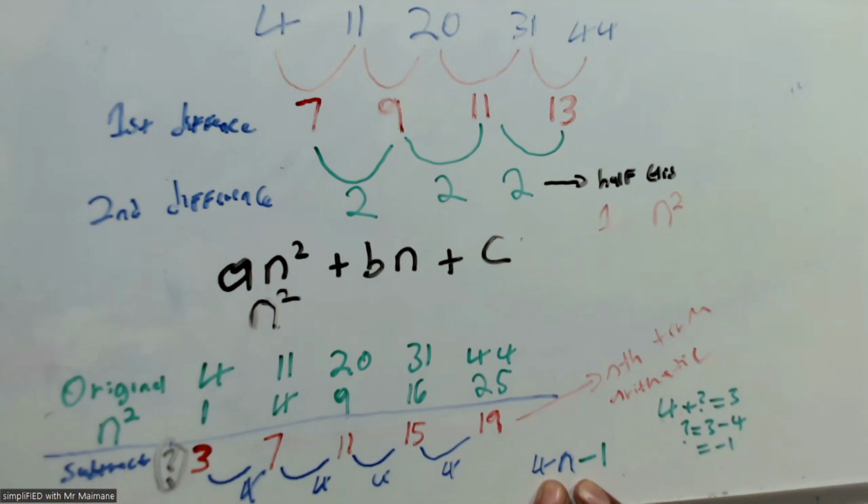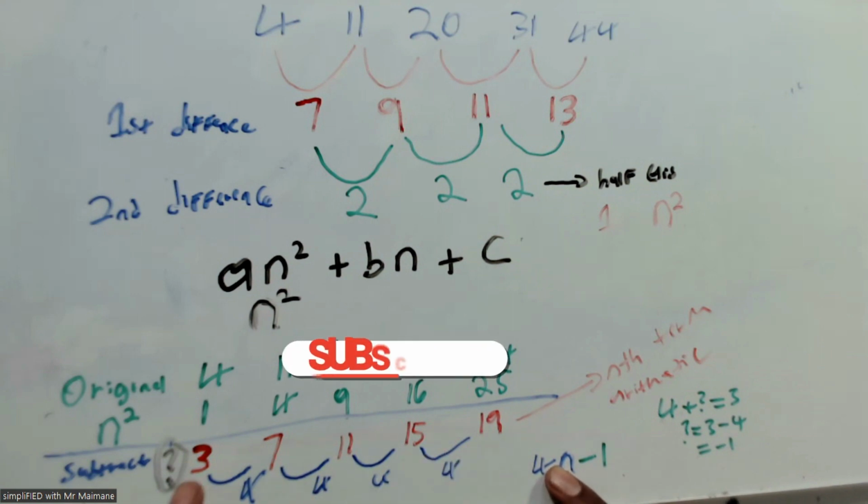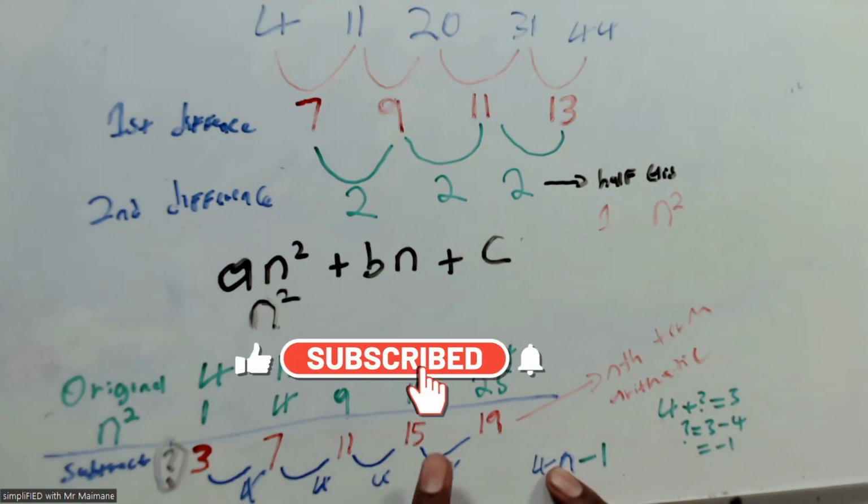But also, just to confirm, you can try if it works by taking, say, the second term, you plug it there. It's going to be indeed 4 times 2, which is 8 minus 1, which is 7. You can try it with the fourth term as well. You just plug 4 there. 4 times 4 is 16, minus 1 is 15. So it does work. So that's our nth term for this sequence.